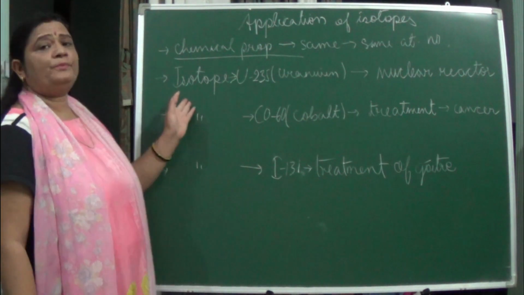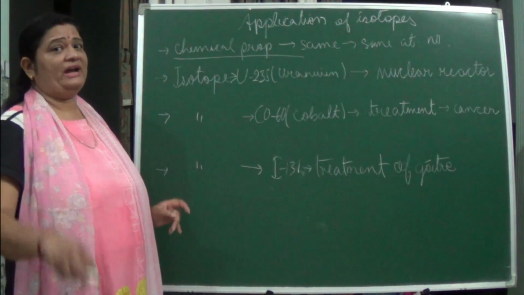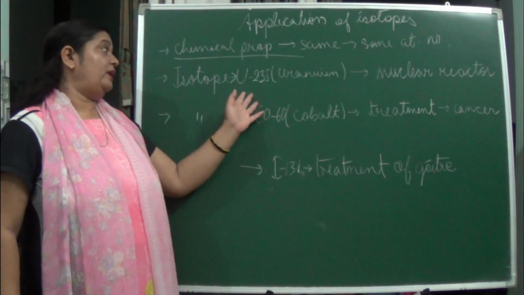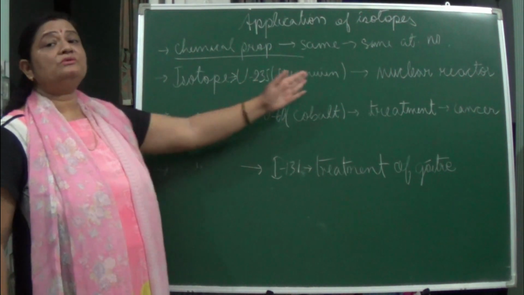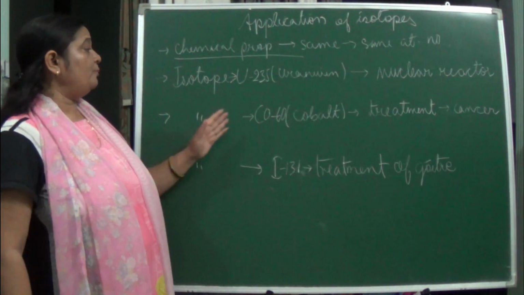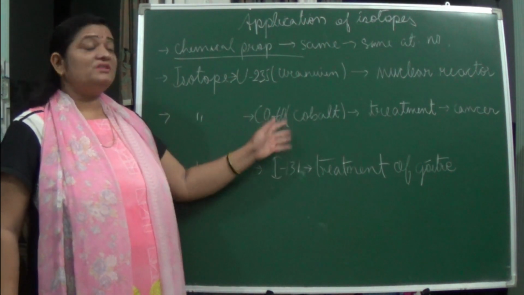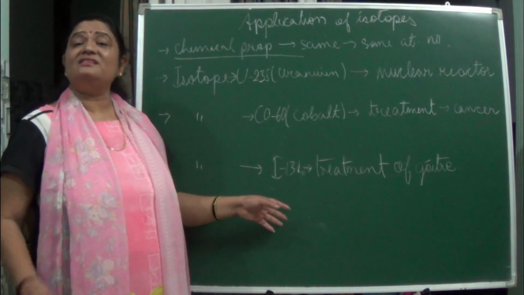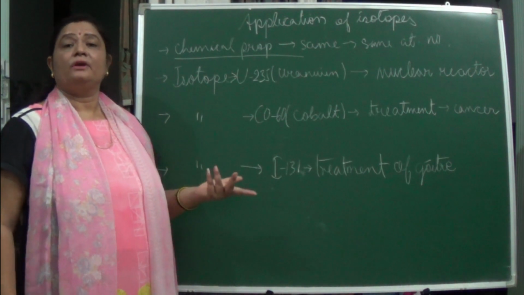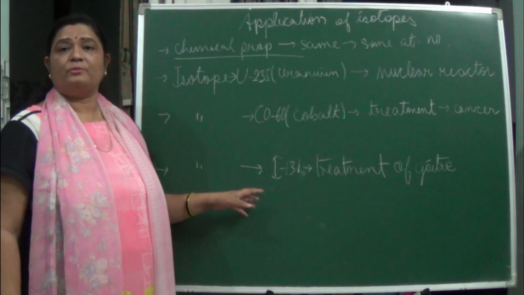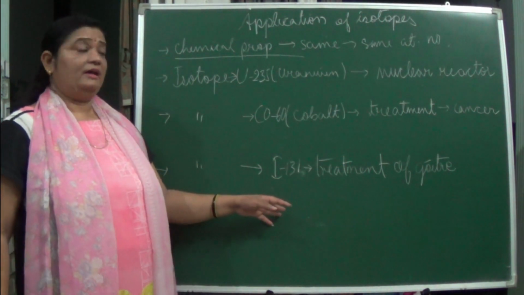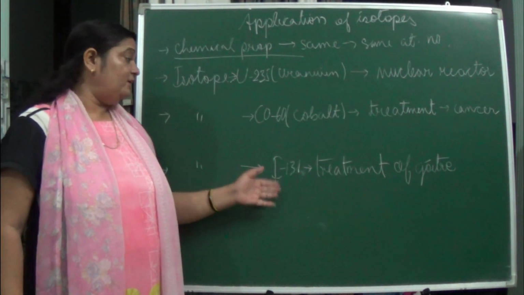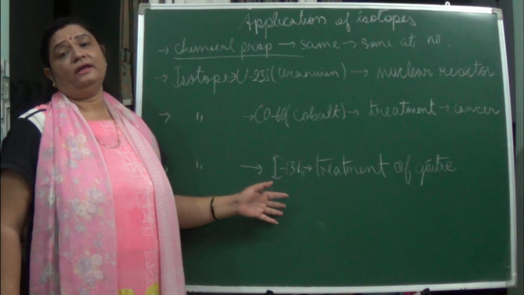Okay, so now some applications of isotopes. They are very useful in radioactivity, because of the radioactive properties they have. How come? Like the isotope of uranium, 235, is used in nuclear reactors. Isotope of cobalt 60 is used in the treatment of cancer. Isotope of iodine 131 is used in the treatment of goiter. Goiter is caused due to the deficiency of thyroxine hormone, isn't it? And if any person is suffering from goiter, it can be treated with the radioactive isotope of iodine 131.